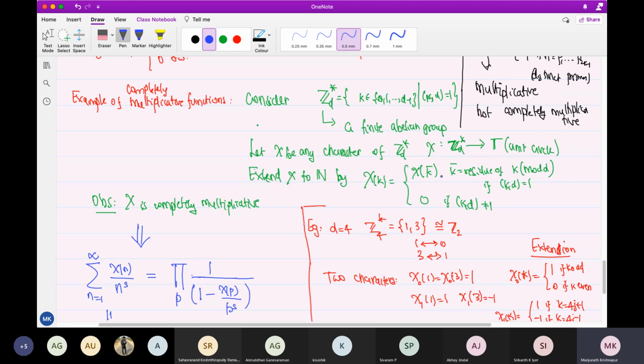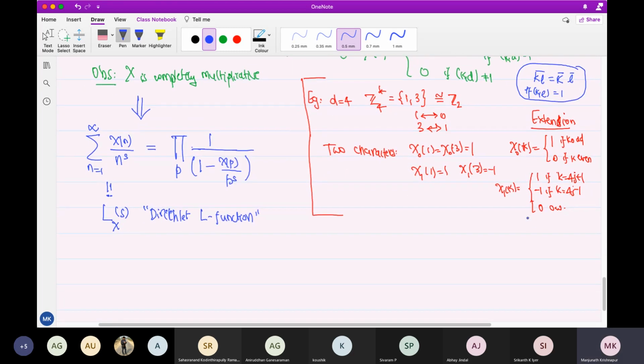Then the point is that the residue of kl, I mean, what I am writing is kl mod d, is the same as k mod d times l mod d if k and l are co-prime. This is true in general. If two numbers are co-prime, then it's easy to see. If you don't see it, just try it for a moment. Then you will see it.